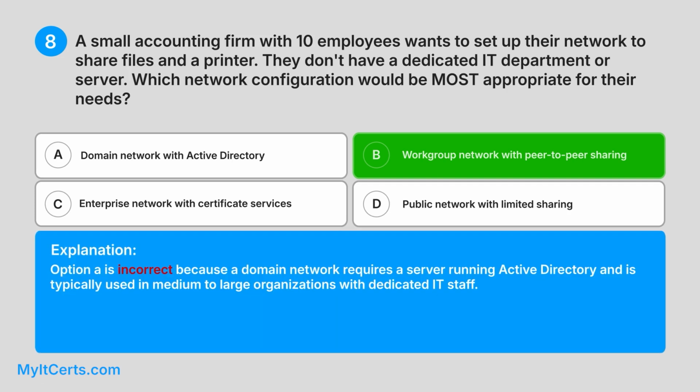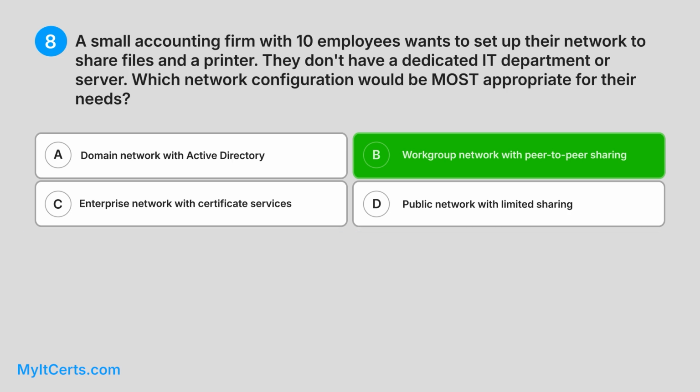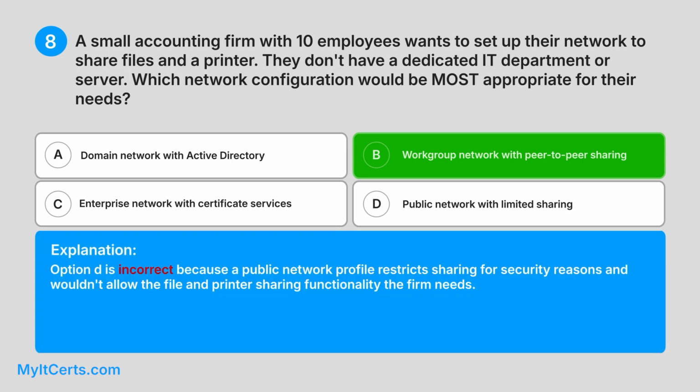Option A, Domain network with Active Directory, is incorrect because a domain network requires a server running Active Directory and is typically used in medium to large organizations with dedicated IT staff. Option C, Enterprise network with certificate services, is incorrect because it is unnecessarily complex for a small accounting firm and would require specialized infrastructure. Option D, Public network with limited sharing, is incorrect because a public network profile restricts sharing for security reasons and wouldn't allow the file and printer sharing functionality the firm needs.